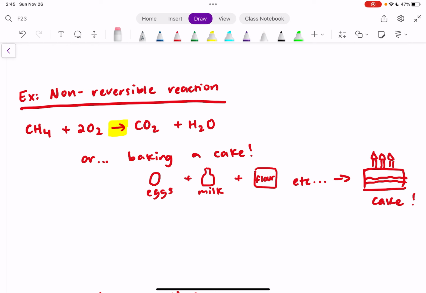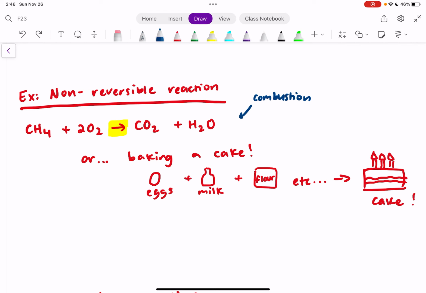And so far, I've only drawn this type of arrow, and what that arrow means is that this reaction is non-reversible. So for something like a combustion reaction, we put in some kind of hydrocarbon and oxygen, and we get out CO2 and water. Now, there's no way to take that CO2 and water and back react it to get back the stuff you started with, right? If I burn a piece of paper, I can't get that paper back.